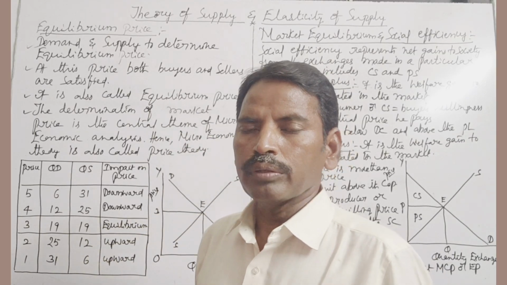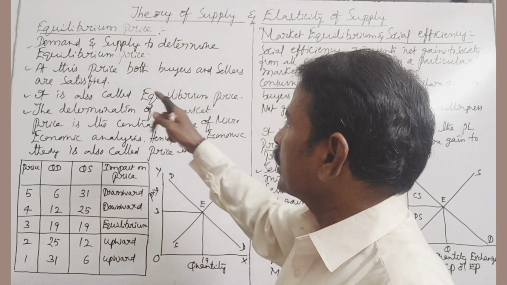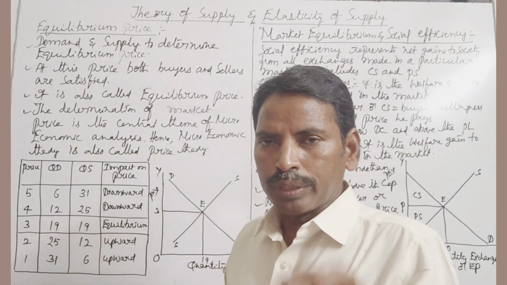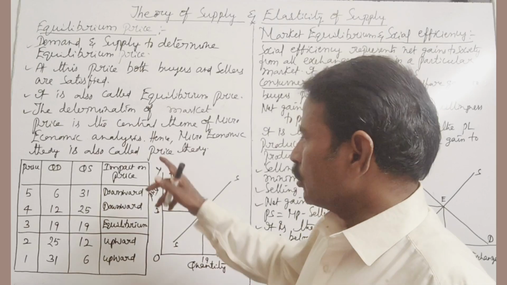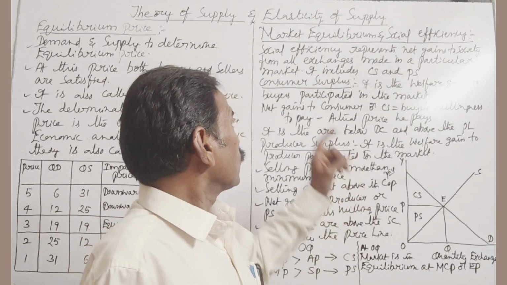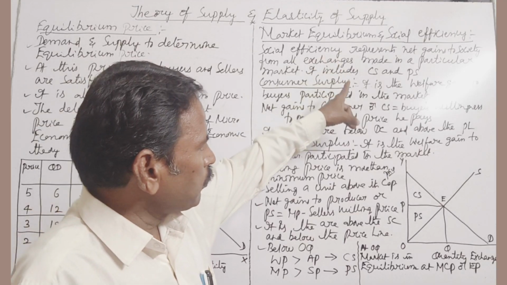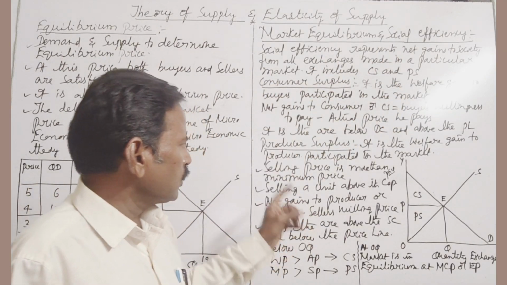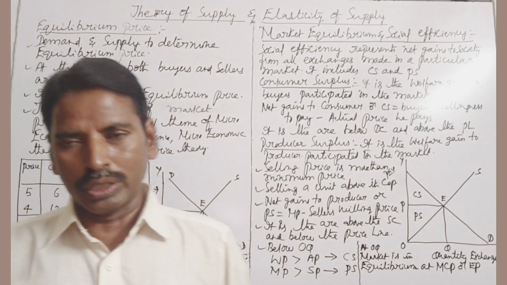In this video, I am going to explain equilibrium price. What is the meaning of equilibrium price? How is equilibrium price determined, and what is market equilibrium and social efficiency? What is consumer surplus? What is producer surplus?